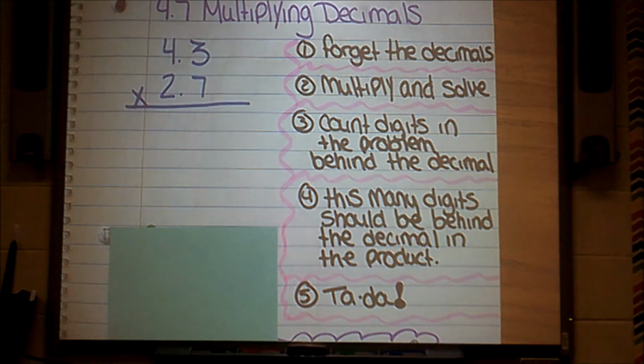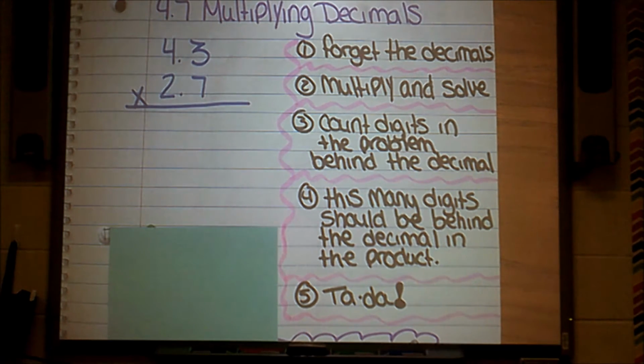All right, ladies and gentlemen, here's my first problem. 4.3 times 2.7. Going through my steps, step by step. Number 1 says to forget about the decimals. So we're going to pretend they're not even there. We're going to imagine this as being 43 times 27.